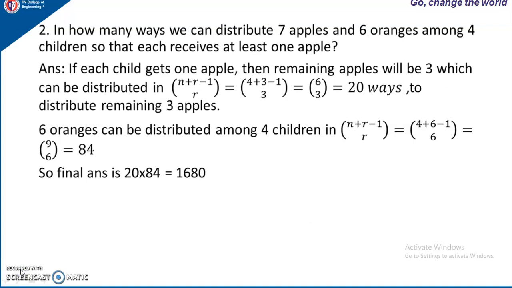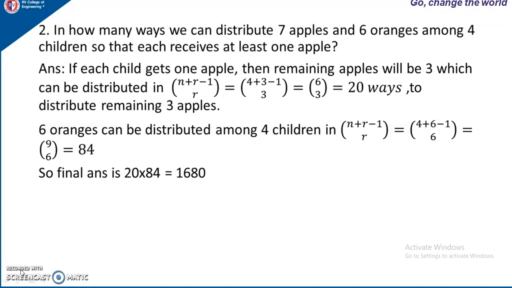Second example, in how many ways can we distribute 7 apples and 6 oranges among 4 children so that each receives at least 1 apple? If each child gets 1 apple, then the remaining apples will be 3, which can be distributed in n plus r minus 1 choose r ways, where n is equal to 4, r is equal to 3, which is 6 choose 3, nothing but 20 ways to distribute the remaining 3 apples.